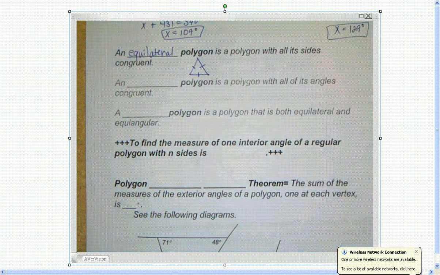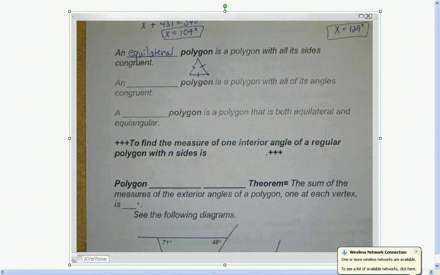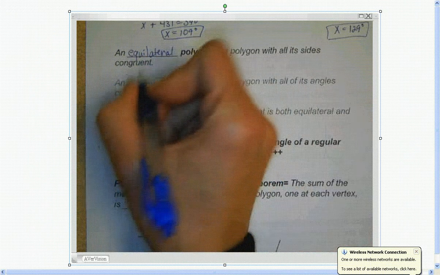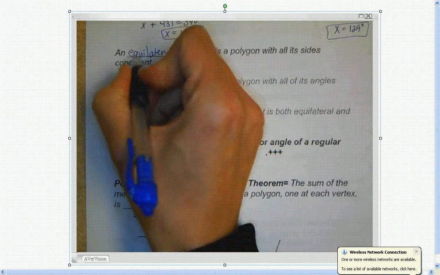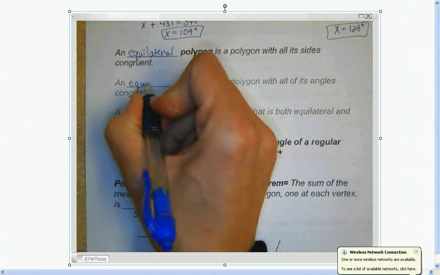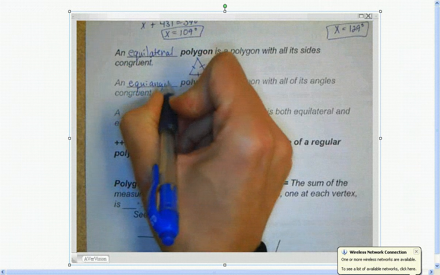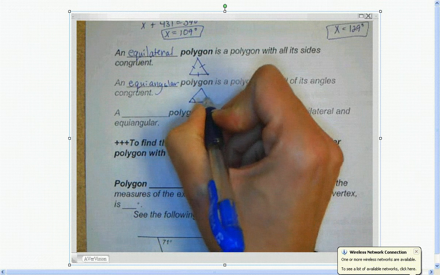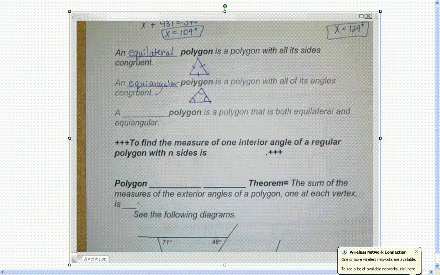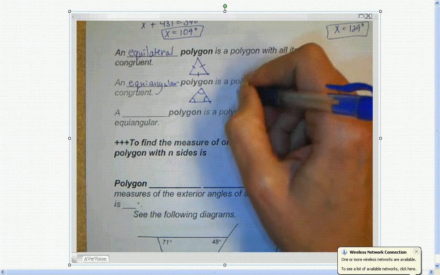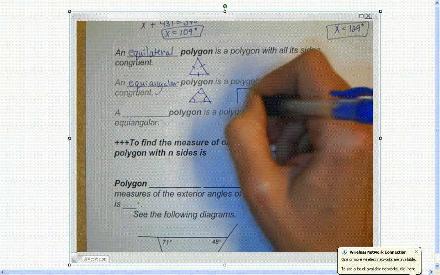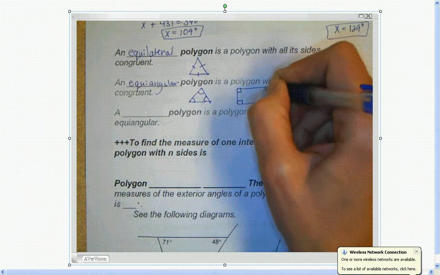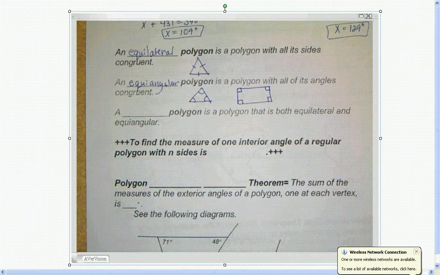Now with a quadrilateral, that means you're going to have a rhombus, but equilateral means all the sides congruent. So what do we call a polygon with all of its angles congruent? Yeah, we're going to call it equiangular. And again, with a triangle, we already knew that definition because we use that to classify it real easily. What would that be in a quadrilateral? Well, that would be a rectangle. The definition of a rectangle is a quadrilateral with 4 right angles.